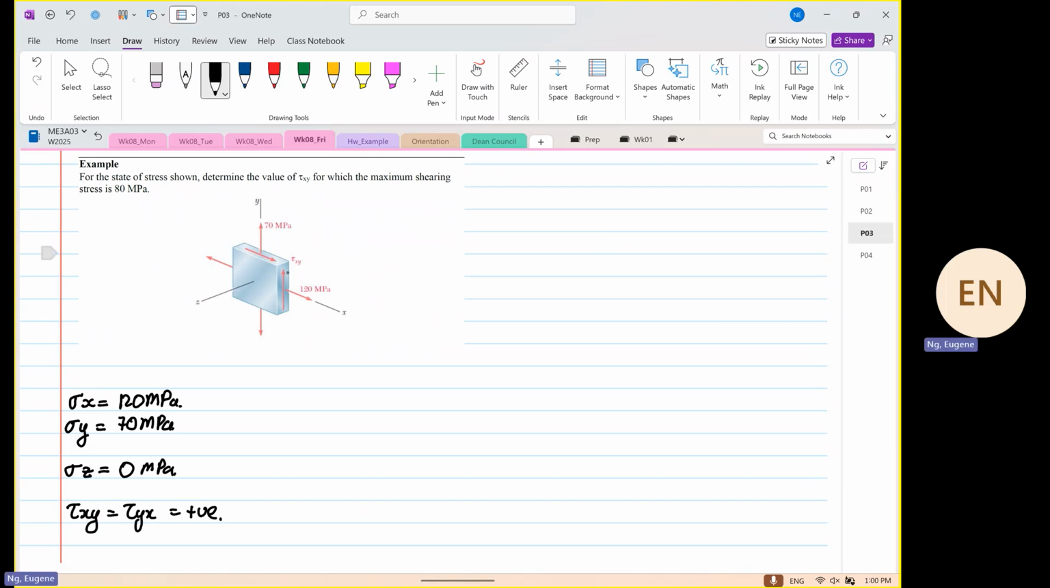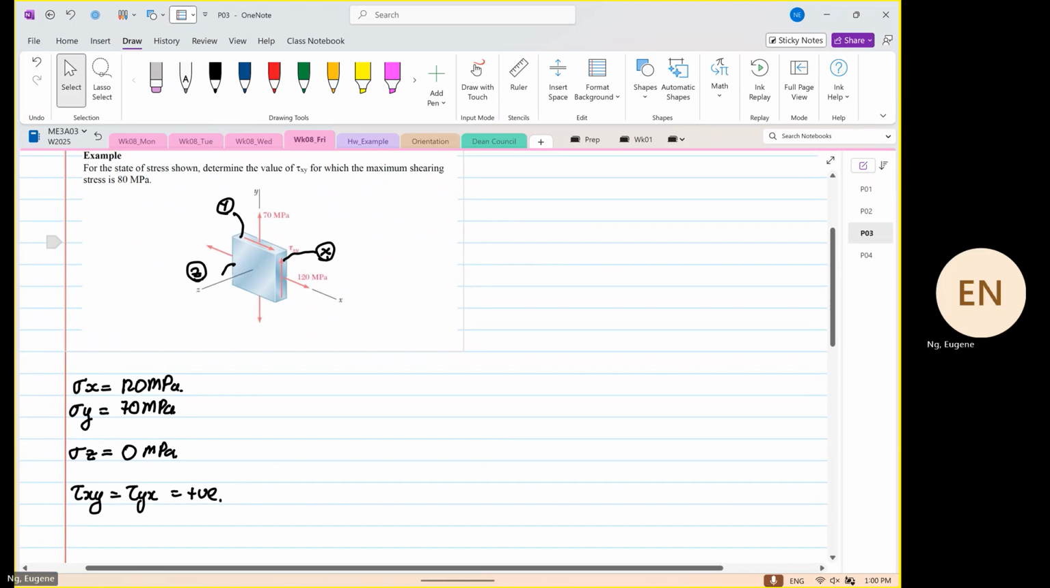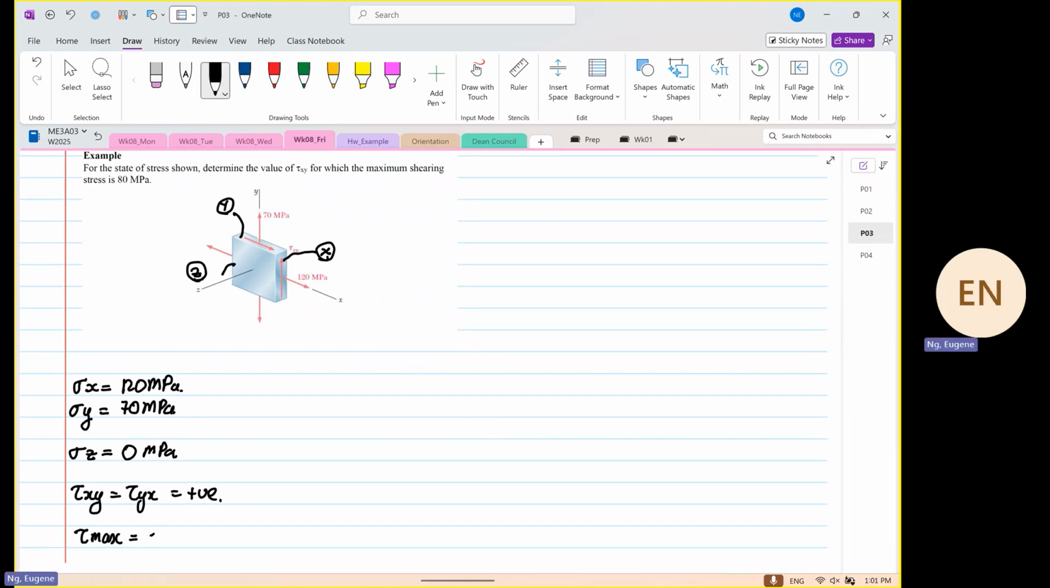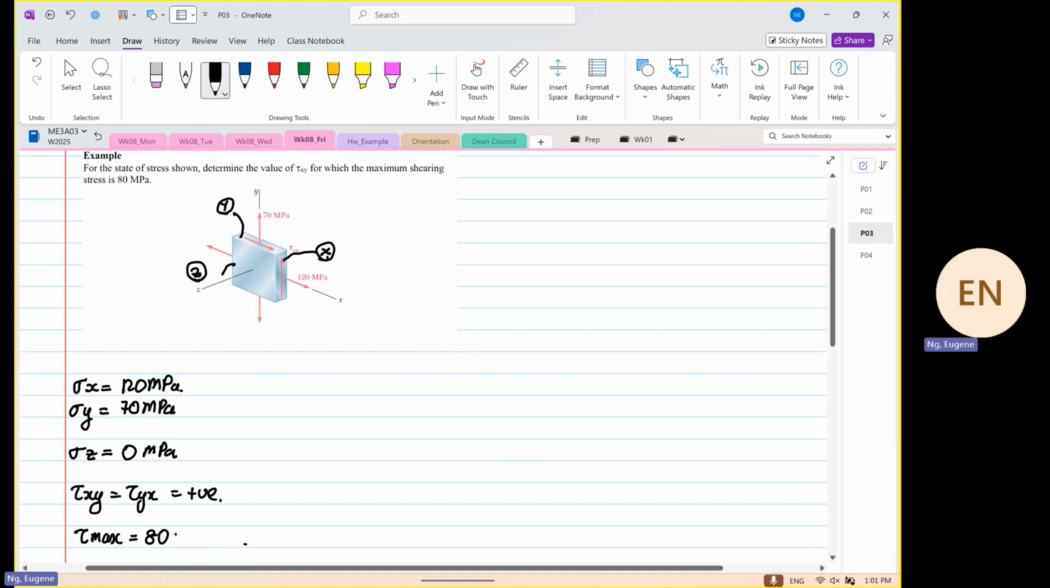So first of all, we label this as point X. We label this as point Y. And we label this as point Z. And given to us, tau max is equal to 80 times 10 to the power 6, or 80 megapascal. And we know this is the largest radius for the 3D Mohr circle.